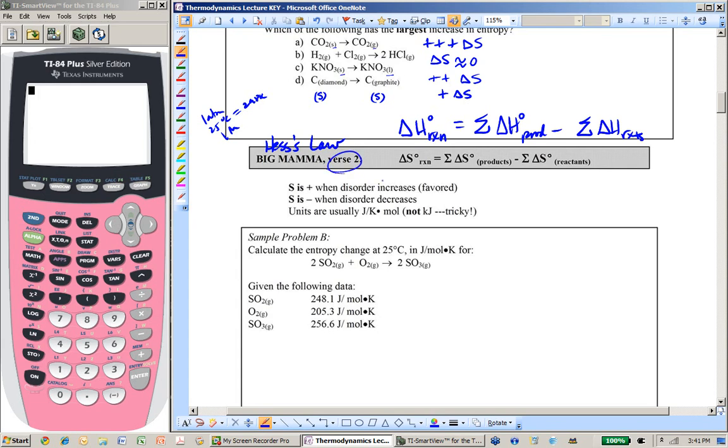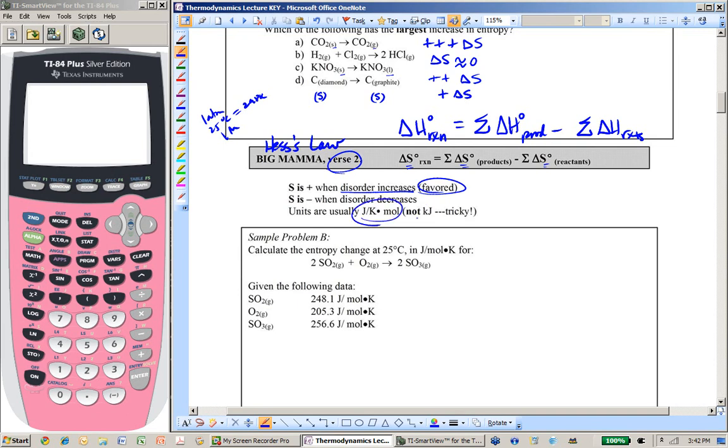I call this one verse 2 with the S's. Look, if you learned verse 1, you get verse 2 for free. It just deals with entropy naught instead of enthalpy naught. So obviously, S is going to be positive when disorder increases, which is the favored state. Think of your room. S is going to be negative when disorder decreases, because the universe is going to have to bring order back into that system. And wouldn't it be nice if that happened in your room and your mother wouldn't yell at you or ground you? So units are usually joules per Kelvin mole.